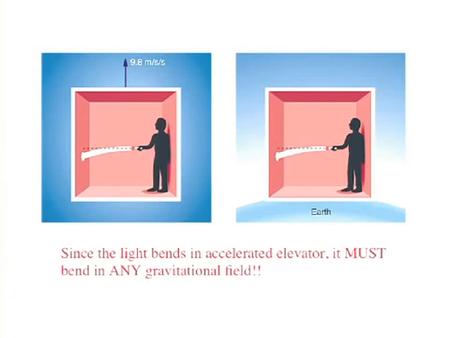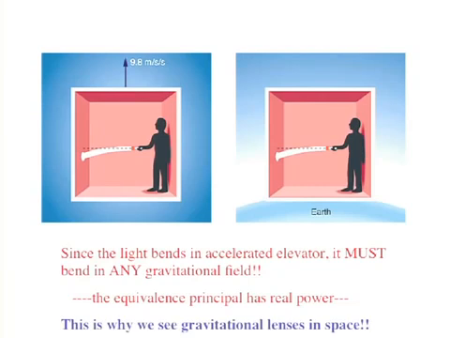Light bends in an accelerated elevator. It must bend in any gravitational field. Any gravitational field. That is the first consequence of his theory. The equivalence of the frames of reference means that they have to behave the same way. All right, that is incredible power from one simple statement, that this law is absolutely equivalent. All right, so this is why, and I'll show you later, why we see gravitational lenses in space.